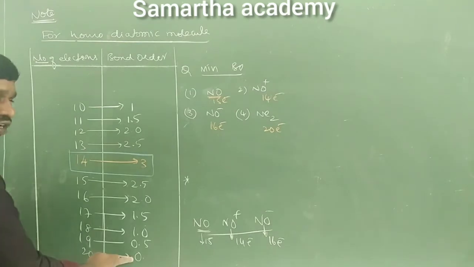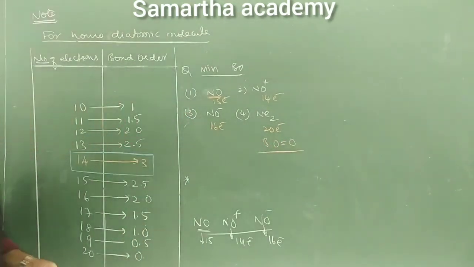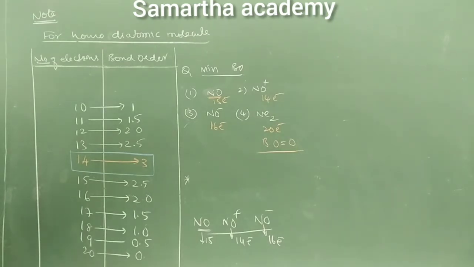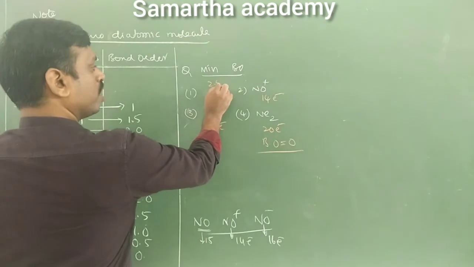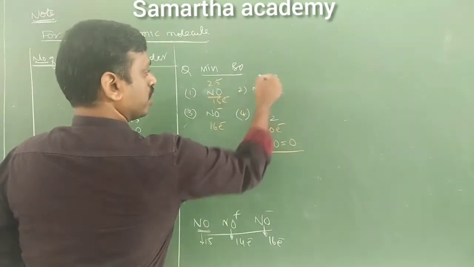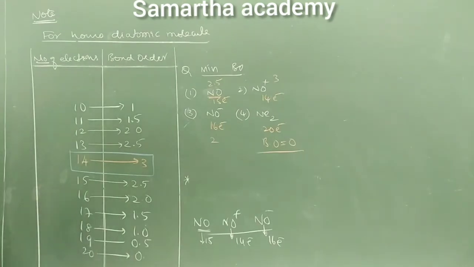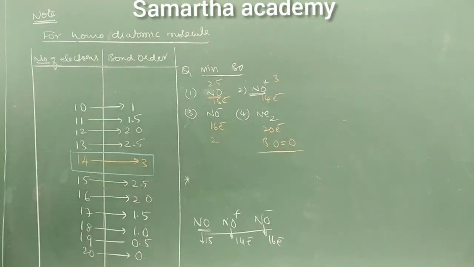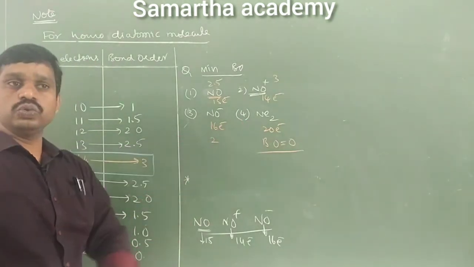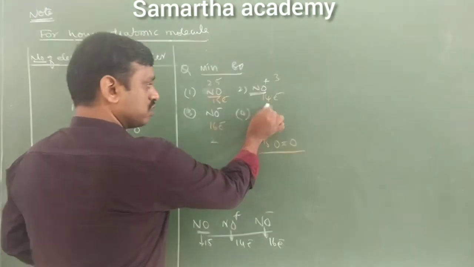If the electrons are 20, bond order is 0. Bond order 0. 20 electrons. Right. Then 15 electrons, bond order is 2.5. It is 3. It is 2. If the question is highest bond order, which is highest? NO plus. Least bond order? Ne2. Right.